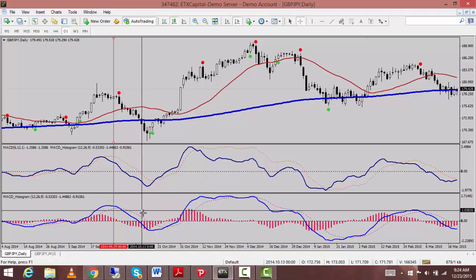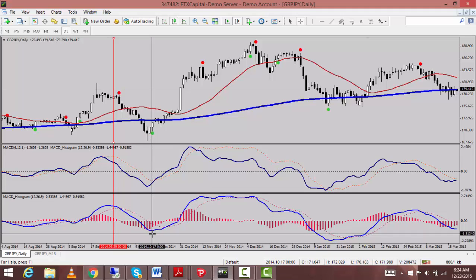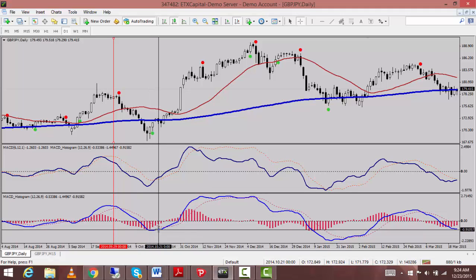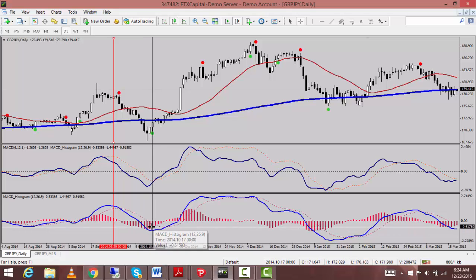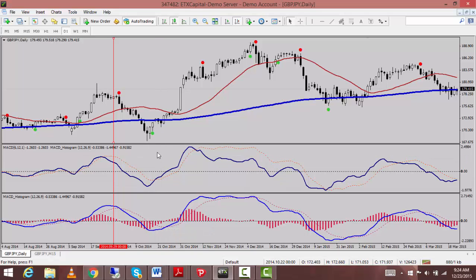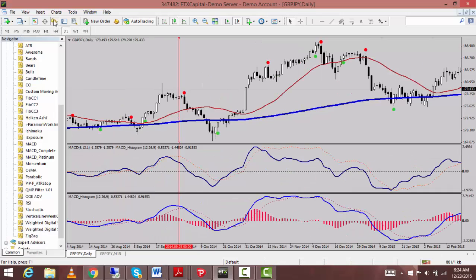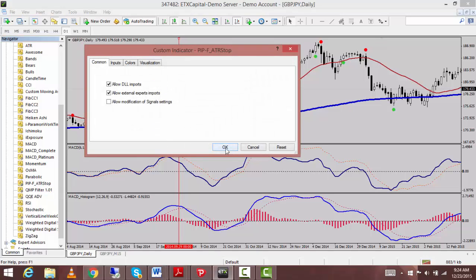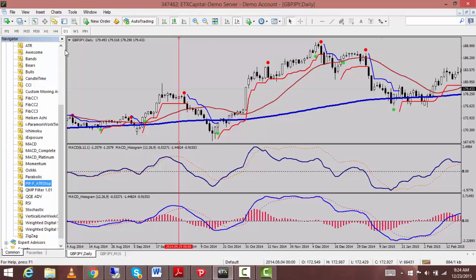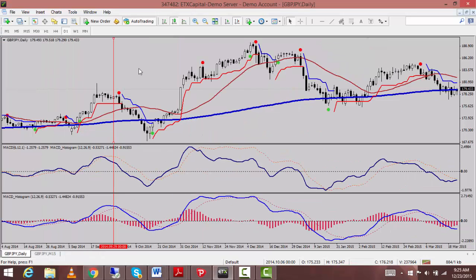Also you can see here too the MACD starting to turn up and the histogram starting to lose momentum. And I also gave you the other ATR stop indicator. Now I don't normally leave this on the chart because it clutters up the chart, but I'll just put it on, I'll just show you. So there's that on the chart now.